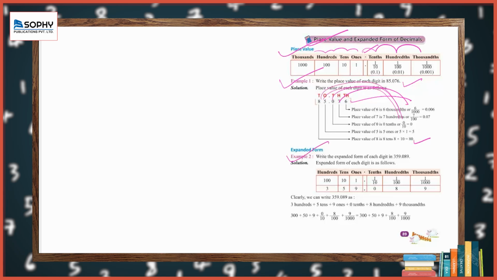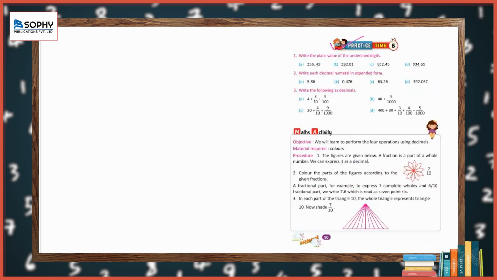Now let's look at the expanded form with the help of example number 2. We have to write the expanded form of each digit in this decimal. So what will we do, students? The expanded form will be, here we have tenths, hundredths and thousandths. Here we have ones, tens and hundreds. So clearly we can write it as 300 plus 50 plus 9 plus 0 by 10 plus 8 by 100 plus 9 by 1000.